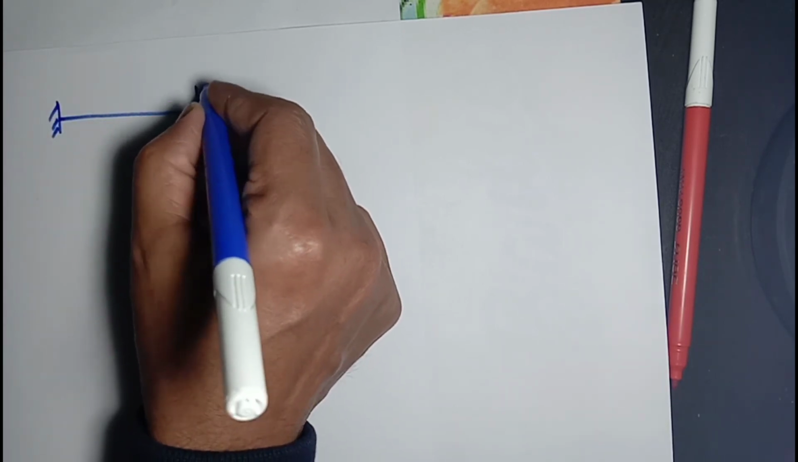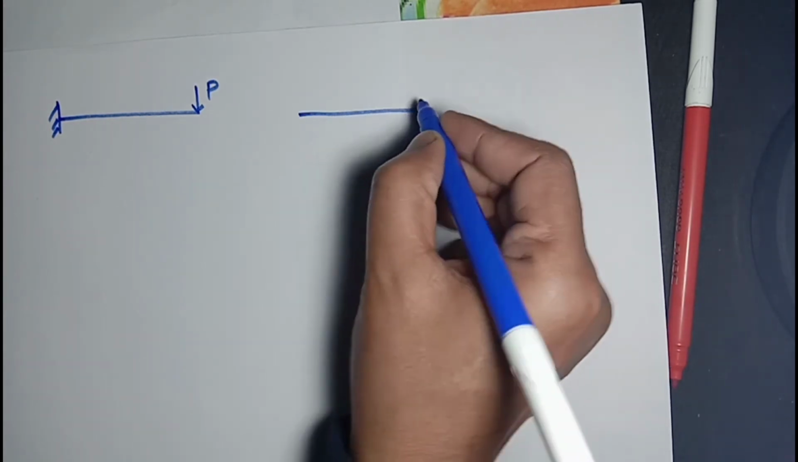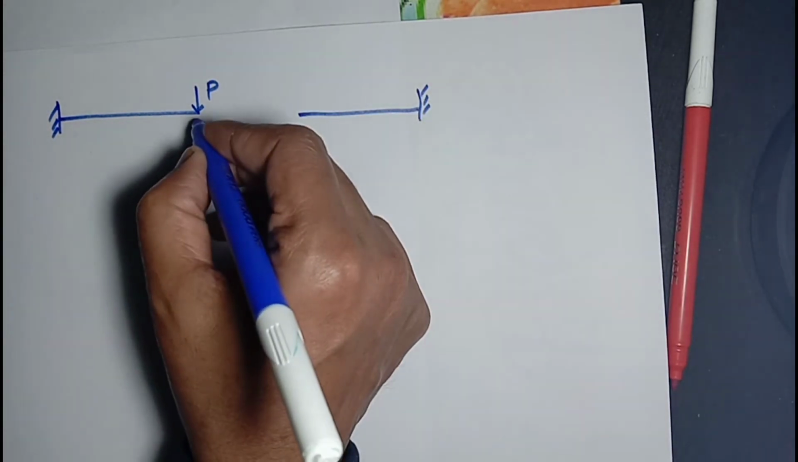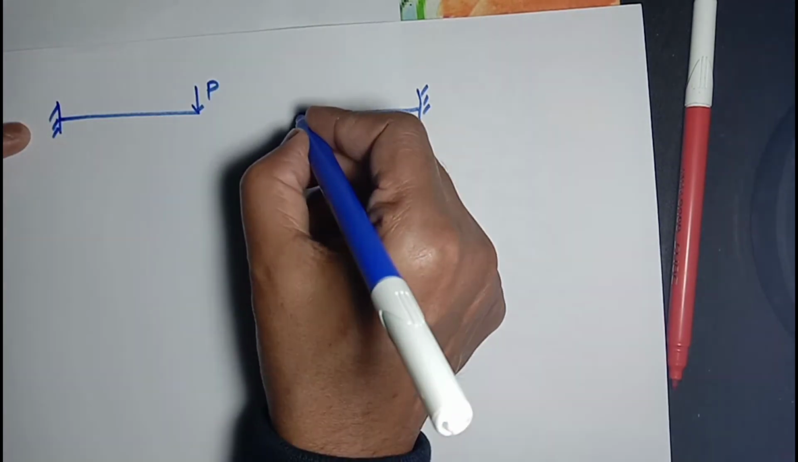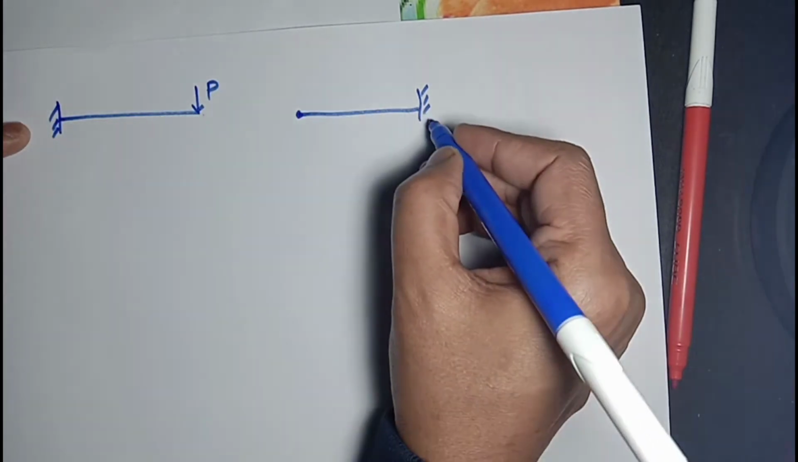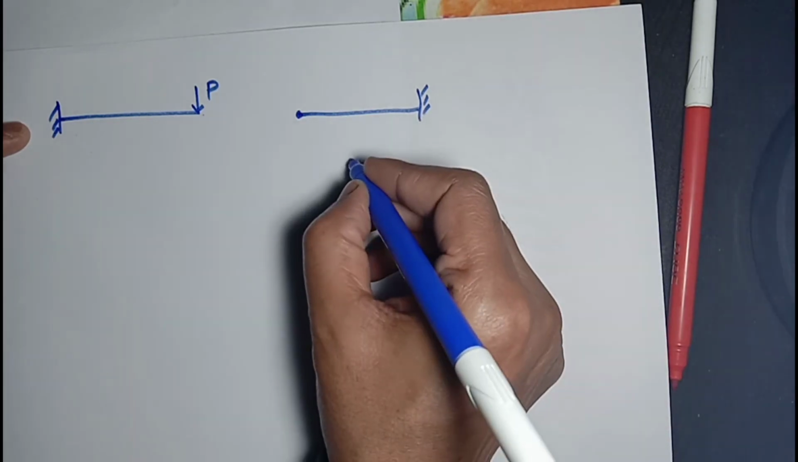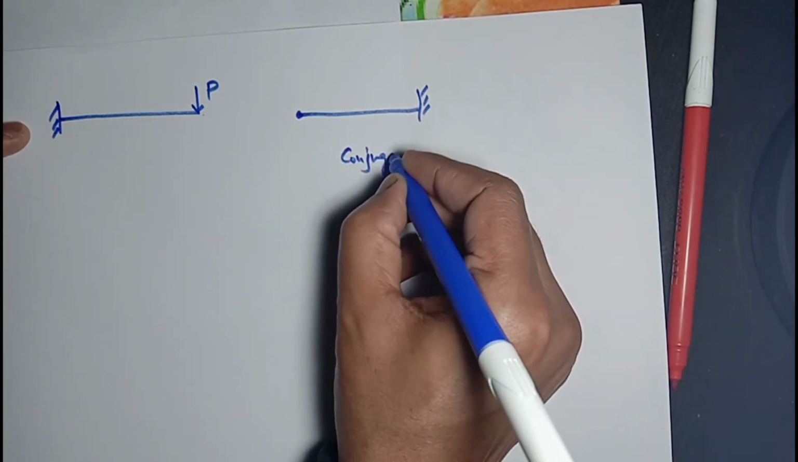This is the real beam which is subjected to a point load P. Now we have drawn a conjugate beam. The fixed support of this real beam has been converted to a free end, and the free end has been converted to a fixed support in the conjugate beam. This is the conjugate beam.